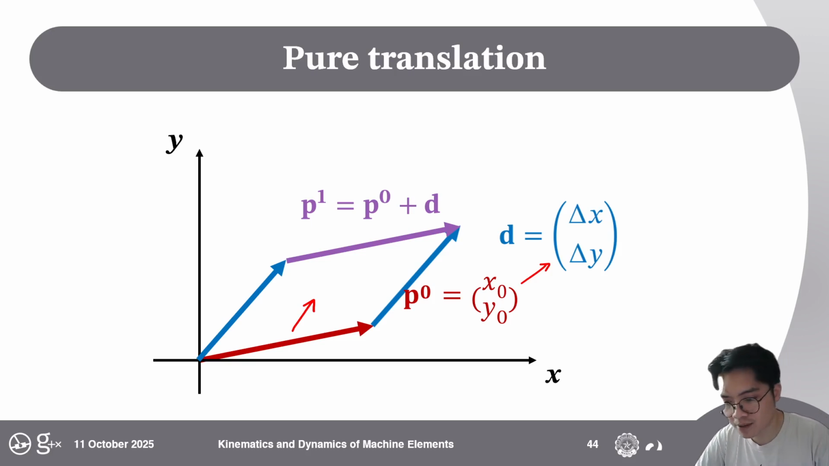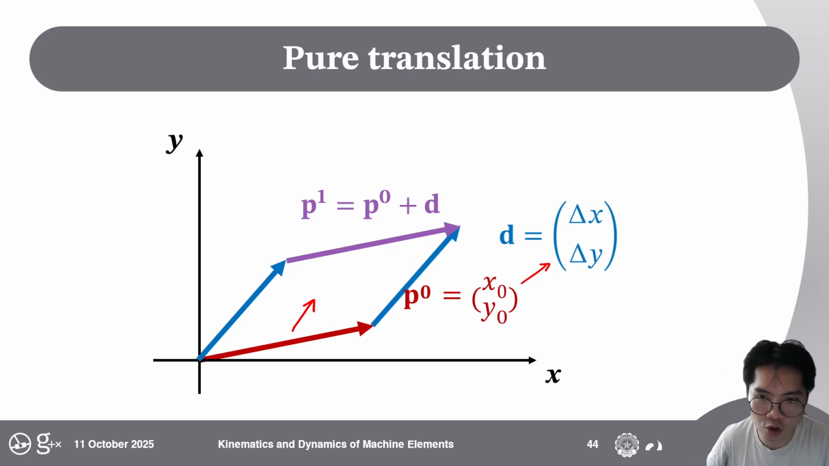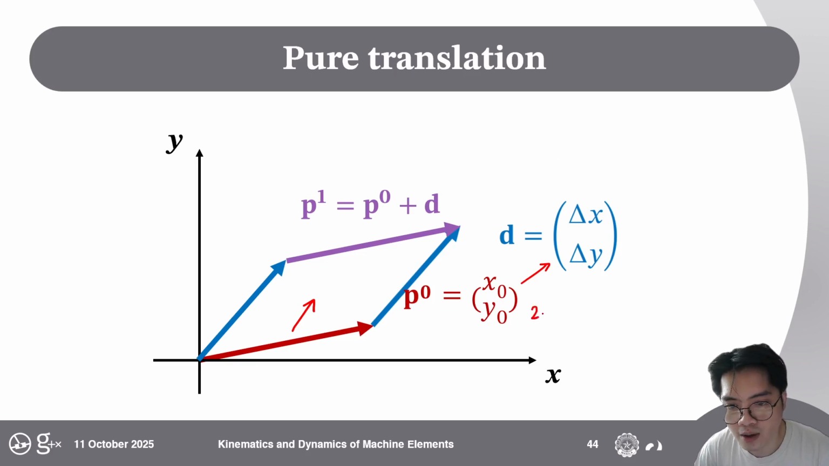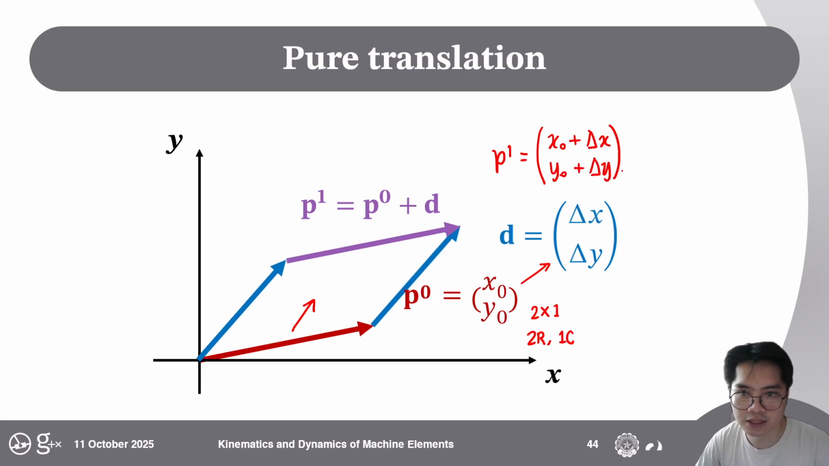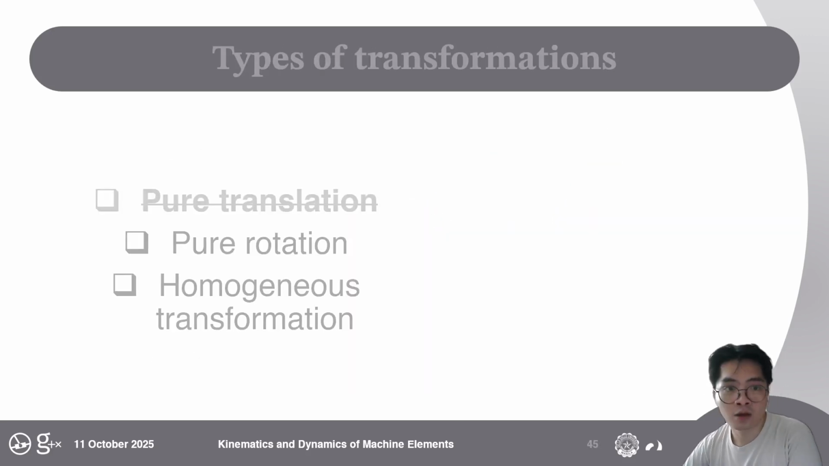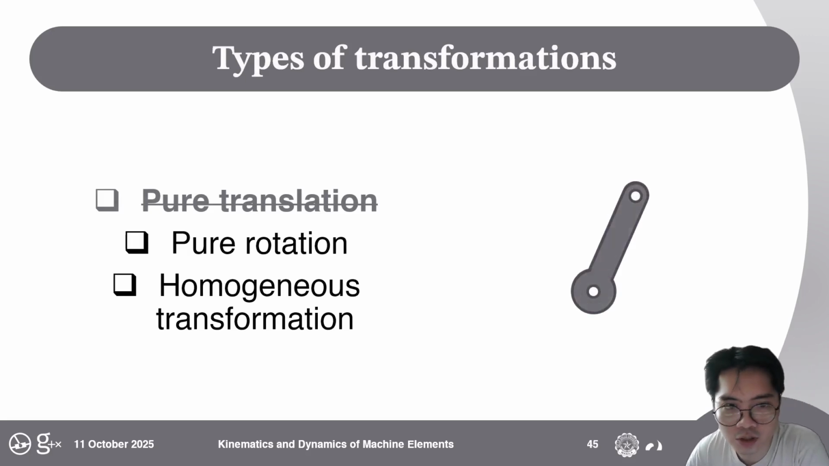And of course, I am under the assumption that you guys have some preliminary knowledge about matrices, right? So this is a possible kind of operation because they have the same size, right? Both of these matrices are 2 by 1s, right? 2 rows and then 1 column. That means that you can just add them, and that means that your P1 in here will just be equal to x0 plus delta x, and then y0 plus delta y. That's it, right?